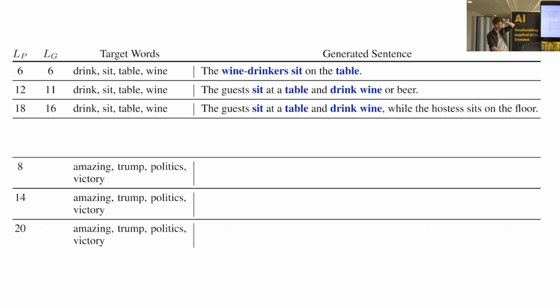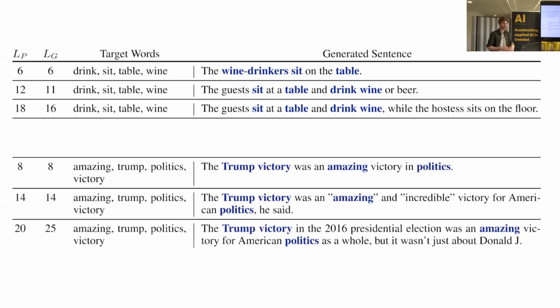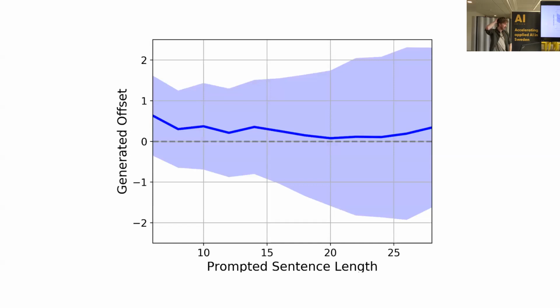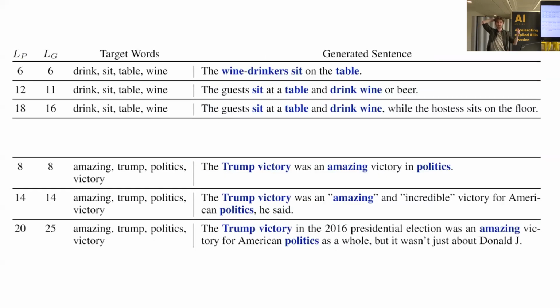And if you want to do something more controversial, perhaps you want to say amazing, Trump, politics, victory. And you also get potentially controversial stuff, right? You can also notice that it doesn't necessarily stick to the prompted length. See that sometimes it does shorter, sometimes it's longer. We prompted it with 20 words in the final example. It actually generated 25 words.